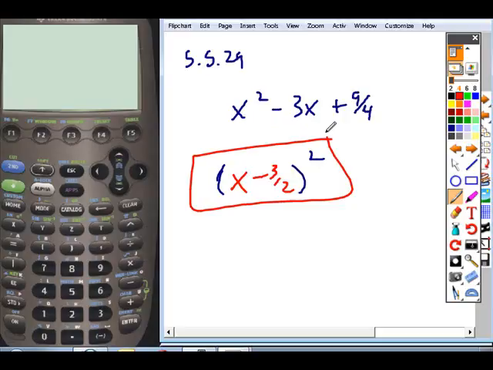Does that make a little bit more sense? It's quicker than I saw a lot of you trying to do it by calculators.